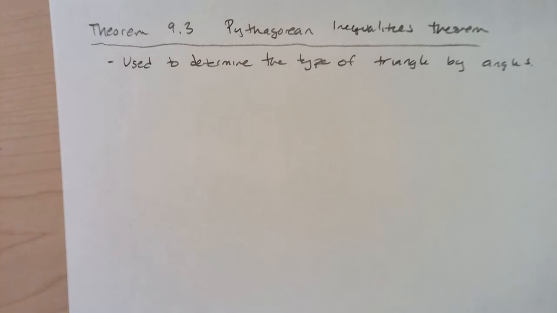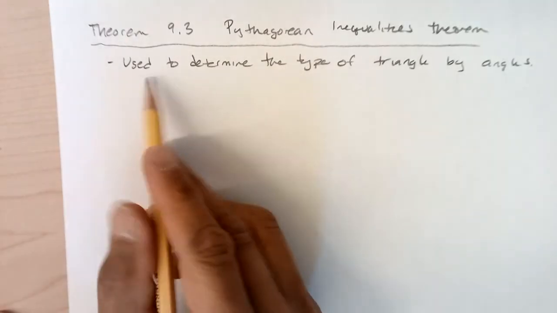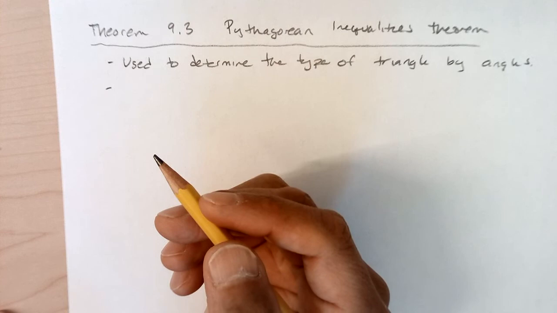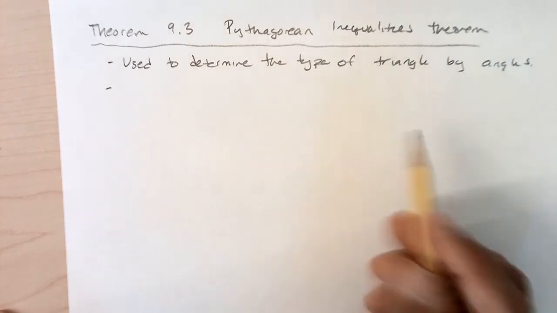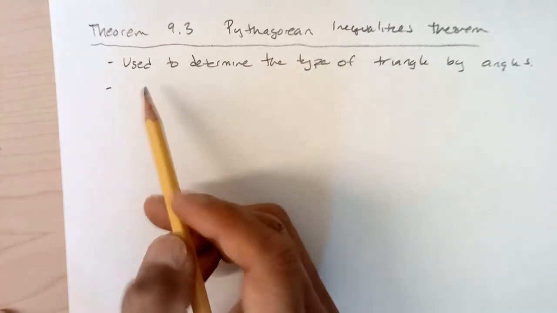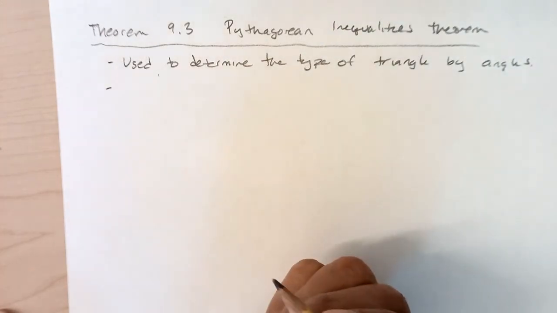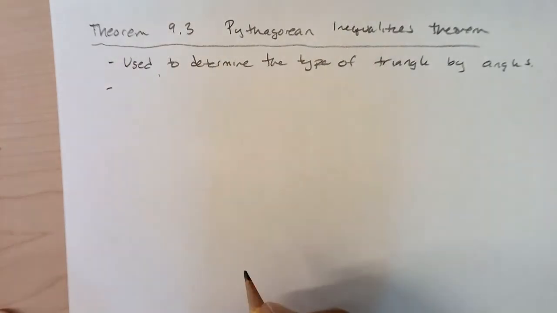We saw with the converse of the Pythagorean theorem that we could determine if a triangle is a right triangle. So if c squared is equal to a squared plus b squared, then the triangle is a right triangle. Whether you use the converse of the Pythagorean theorem or the Pythagorean inequalities theorem, for the Pythagorean inequalities theorem, if c squared doesn't equal a squared plus b squared, you could still determine the type of triangle it is by its angles. But a couple of things that you need to keep in mind is you determine what type of triangle it is by the angles for the Pythagorean inequalities theorem.